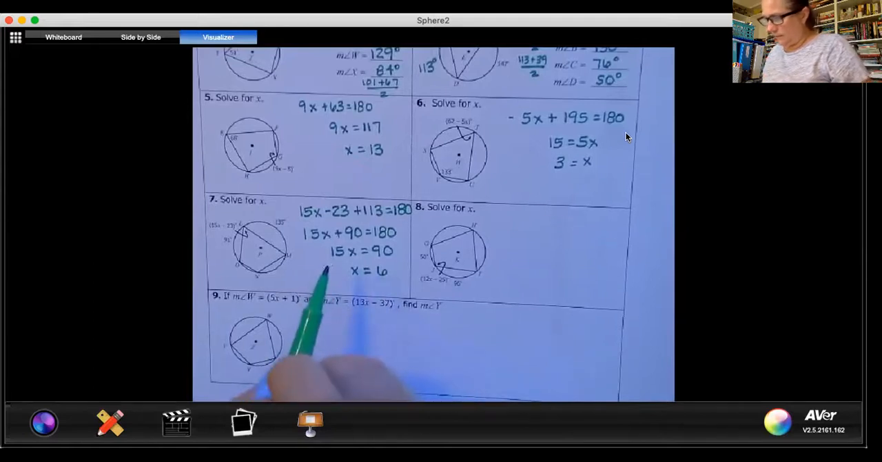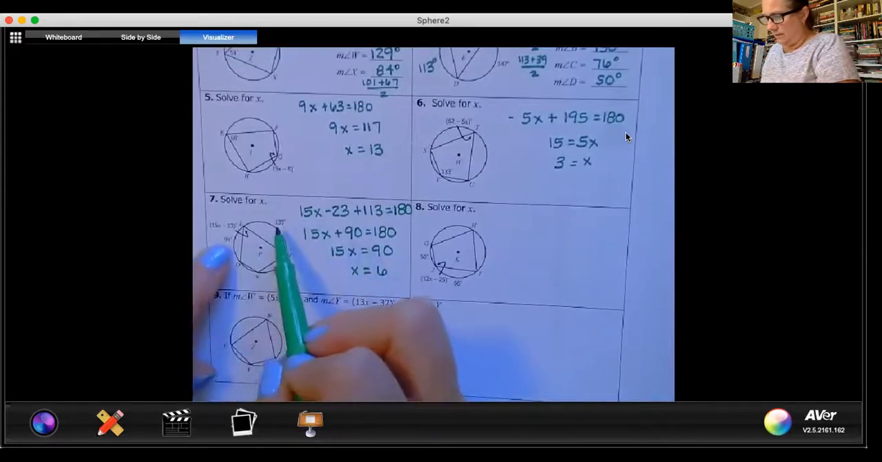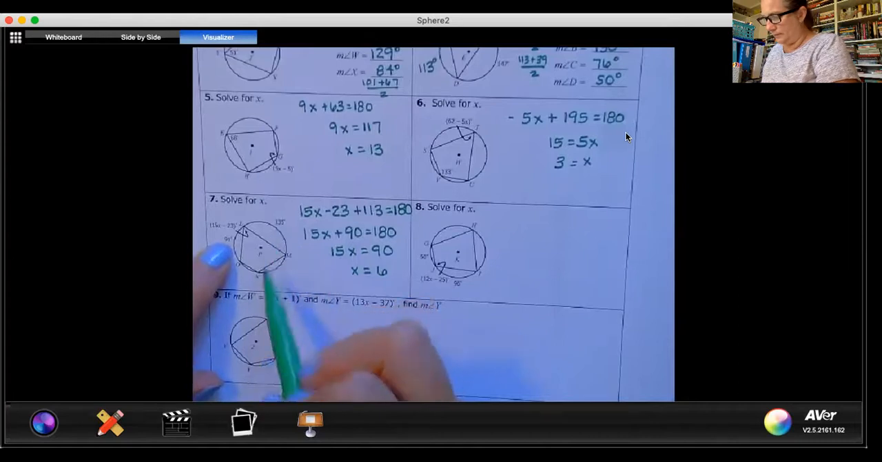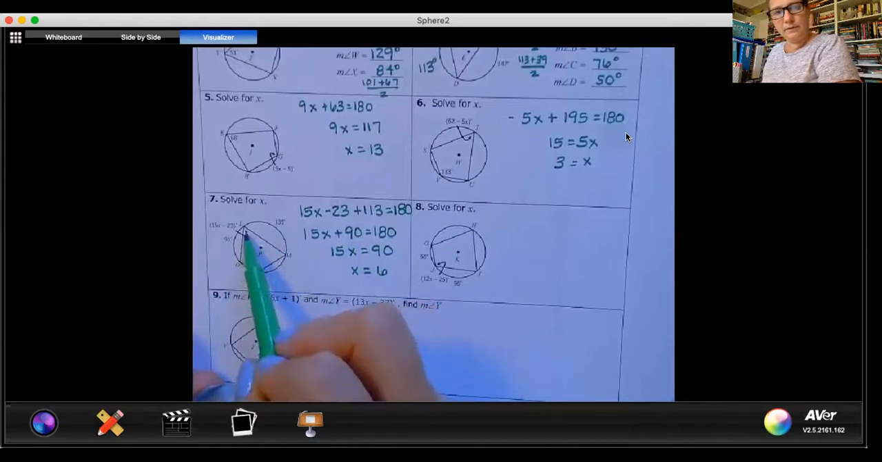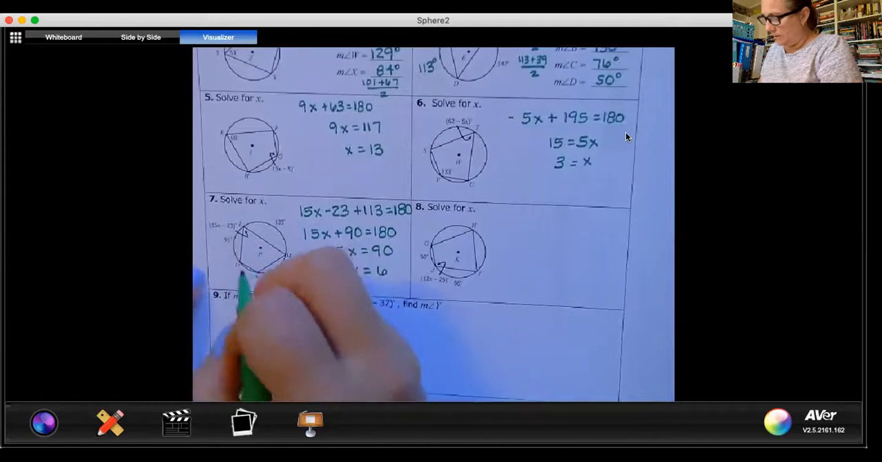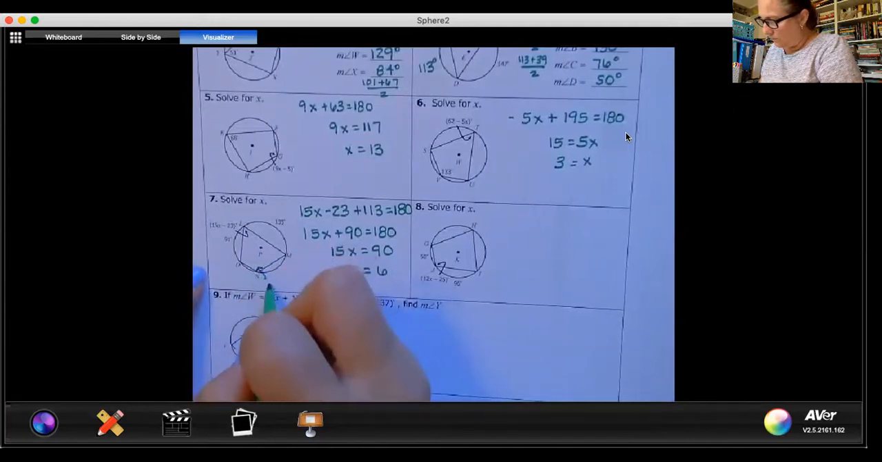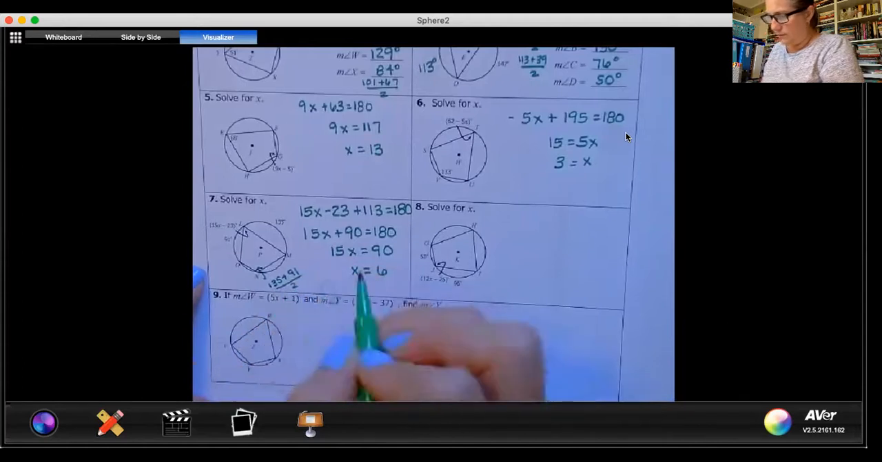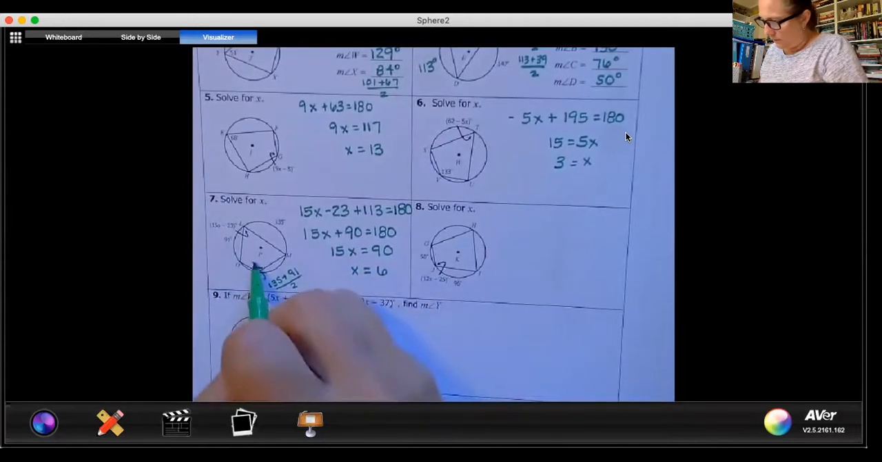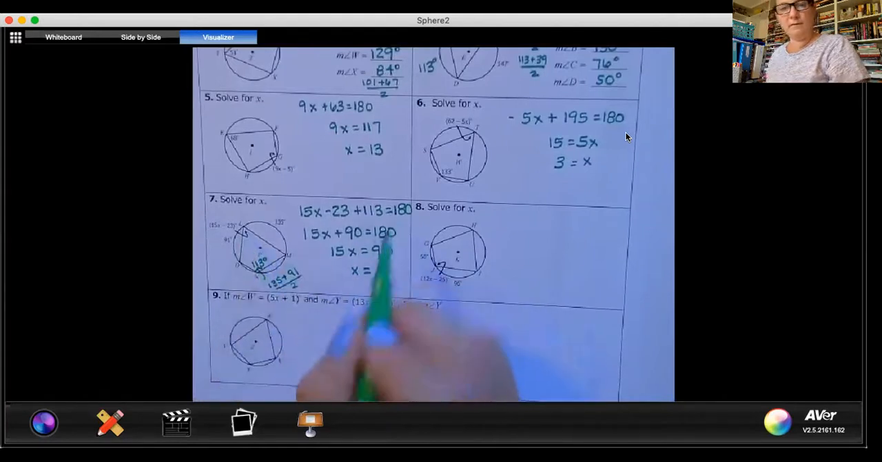Your 113 is going to come from, you're going to add these two up and divide them by 2 to get this angle, because they're supplementary. So this angle is 135 plus 91 divided by 2, which is 113. So these two together, added up, have to be supplementary.